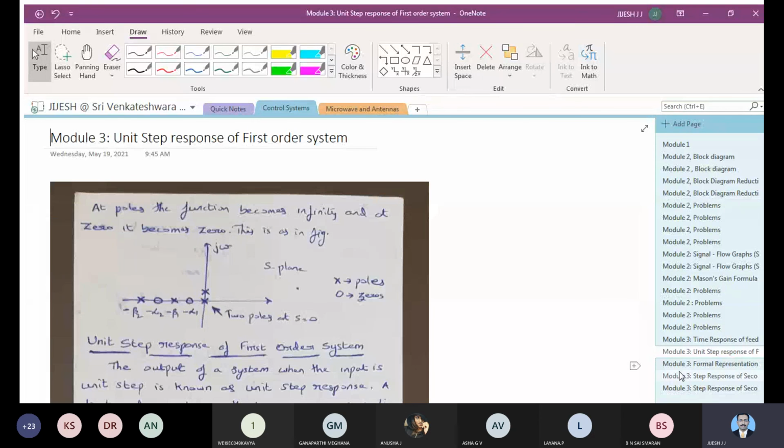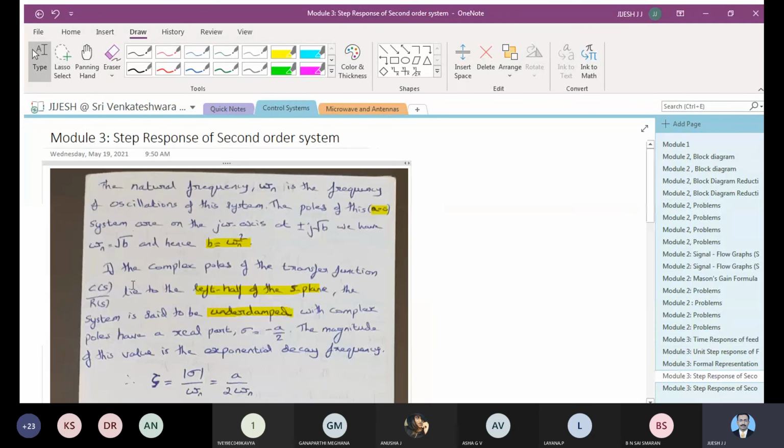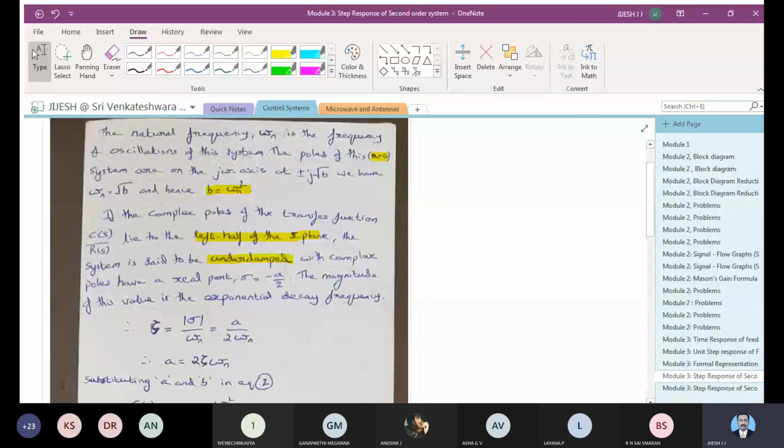If the complex poles of the transfer function lie in the left half of S plane, the system is said to be underdamped, and the complex poles have real part sigma equal to minus a by 2. The magnitude of the value is the exponential decay frequency. So you can just note down these things. We will continue from here in the next class. From zeta, using this equation, zeta is equal to a by 2 omega n. We will start from there in the next class. You can note down these theory concepts.